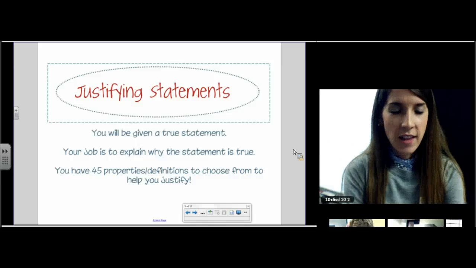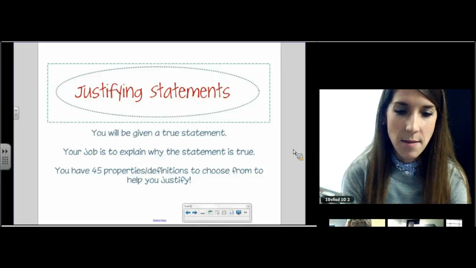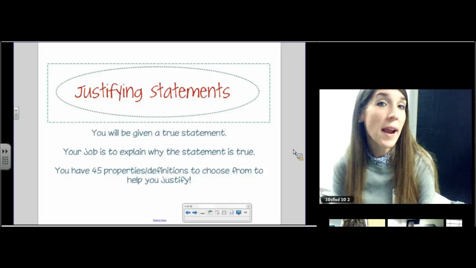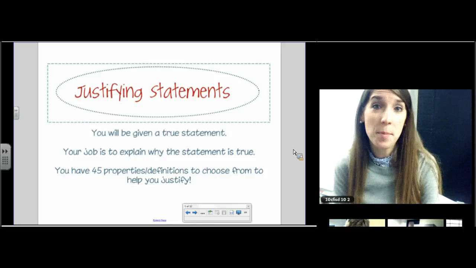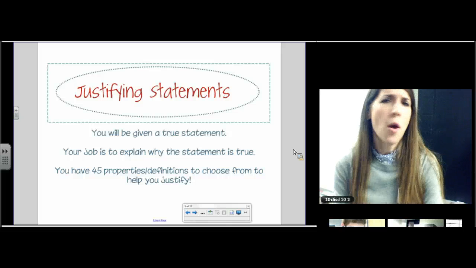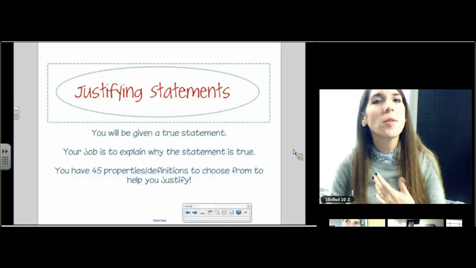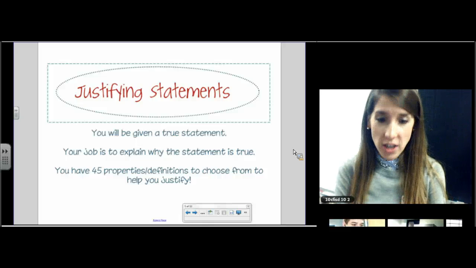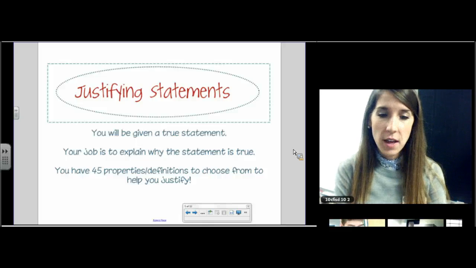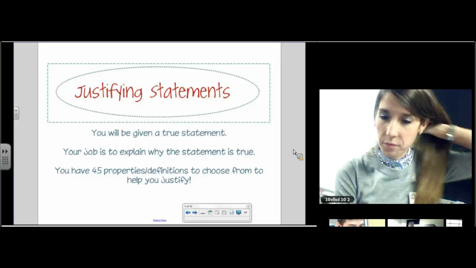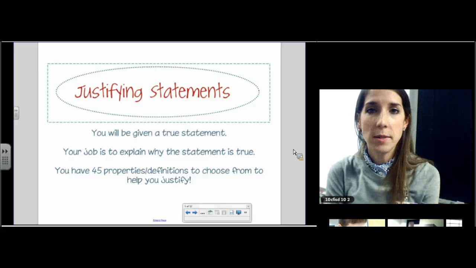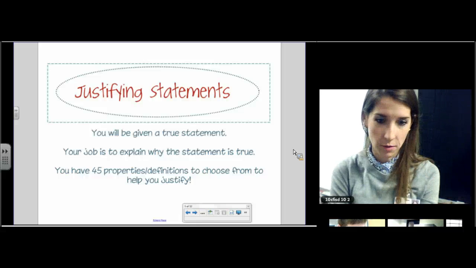Okay, today our lesson is called Justifying Statements. It's like you're arguing with your parents and you're backing up your argument, right? You can't just say, well, because, right? You have to have reasons to back up your argument. So that's what we're going to do today. We're going to justify what we're saying. I'm going to give you a true statement, and your job is to explain why it's true.